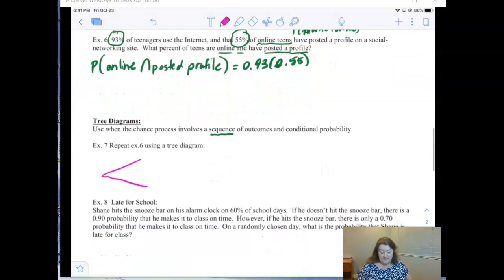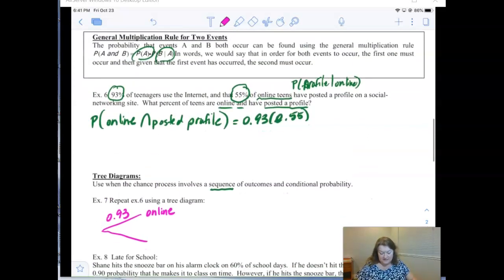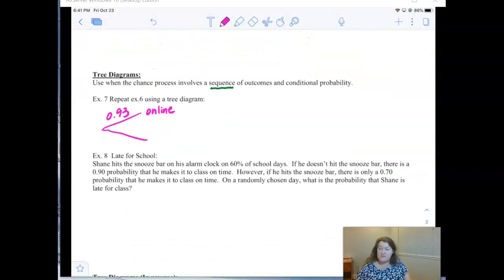So the first thing that they segmented out for us in the prior example was that 93% of teenagers use the internet. And that was kind of just a probability on its own. It was only attached to internet. So I'm going to say that this is online, right, that they have the internet. And there was 93%, I believe, that were online. Let's double check. Yes. So 93%. So I could subtract that from 100% and know that this has to be 7% would be not online.